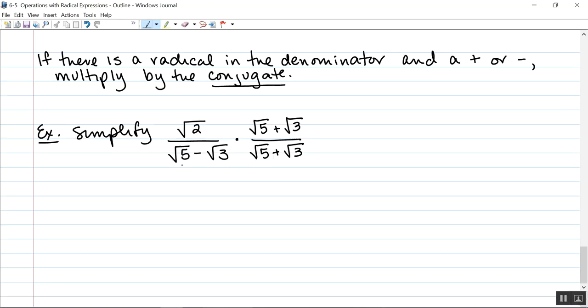Okay, notice the same numbers, square root of 5 and 3, but instead of the minus, I'm going to have the plus. On the top, I'll distribute. So 2 times square root of 2 times square root of 5 is square root of 10. Square root of 2 times square root of 3 is the square root of 6.